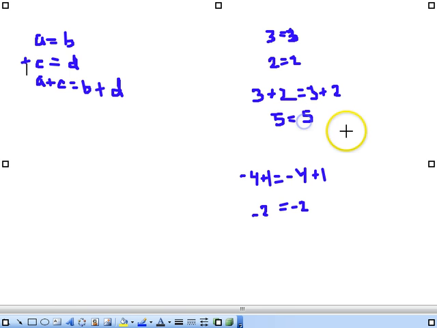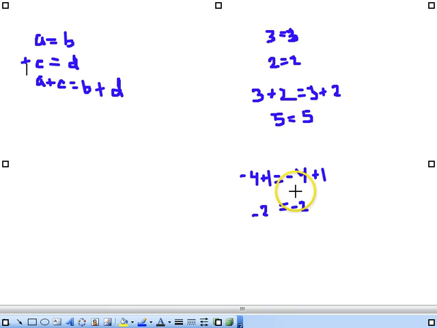It's very important that you understand what an equal sign means. An equal sign does not mean "the answer is." It means that both sides of the equal sign are the same as each other. They're equal. Okay? Now, I also did it with this.